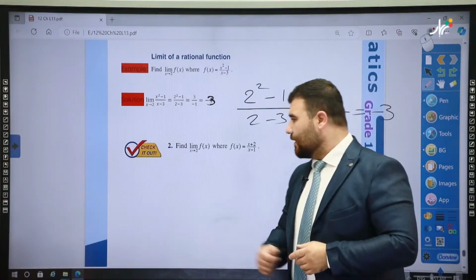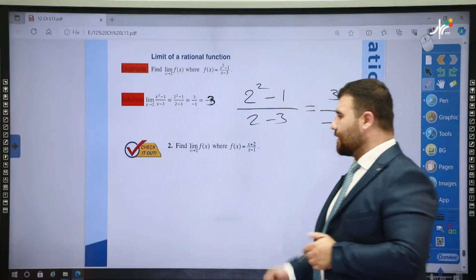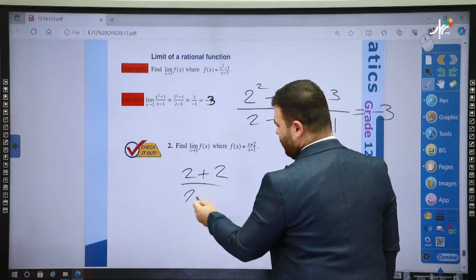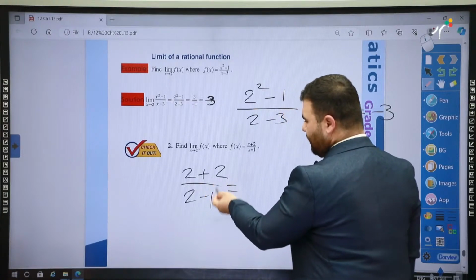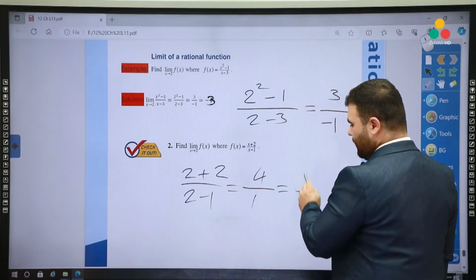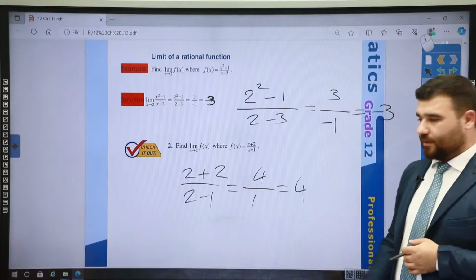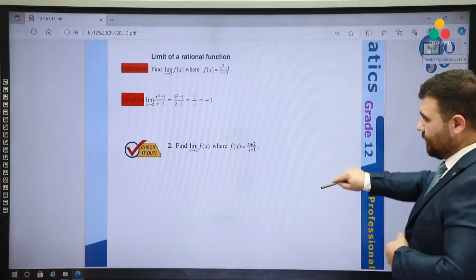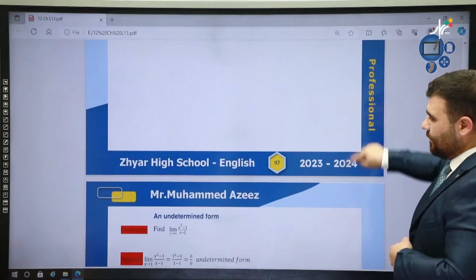Another one, x tends to 2. If I directly substitute, it will be 2 plus 2 over 2 minus 2... 2 plus 2 is 4, 2 minus 1 is 1. That's 4 over 1. This is 4. This is the answer. And it's correct because we don't have any undefined forms.